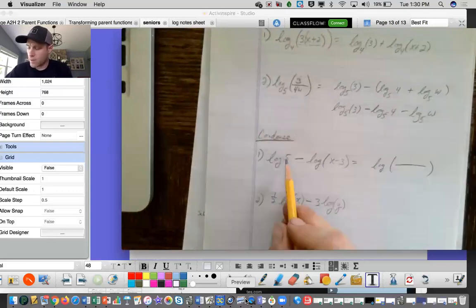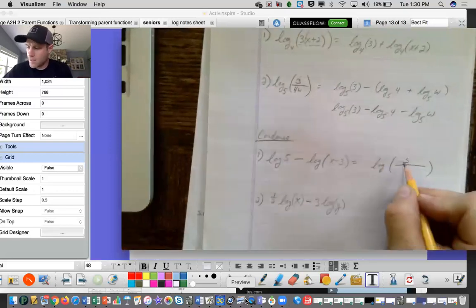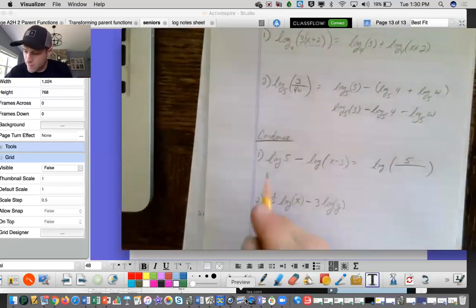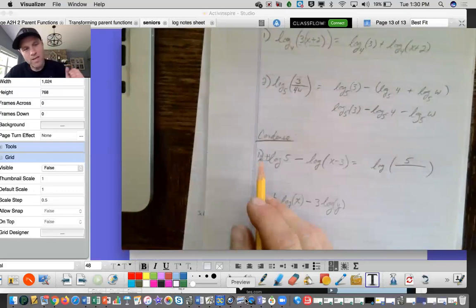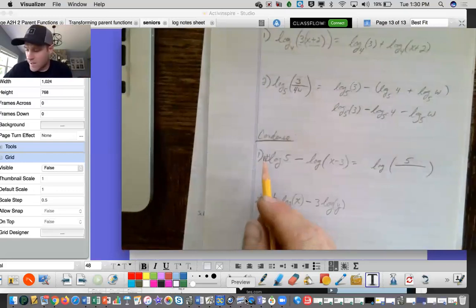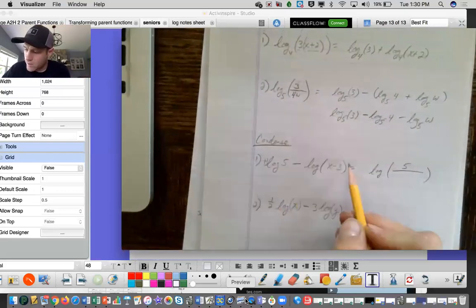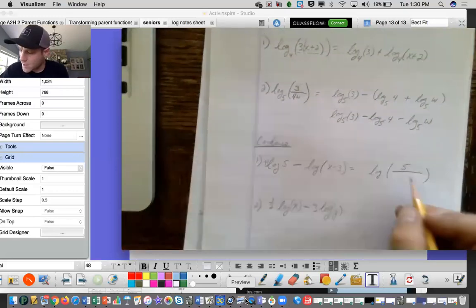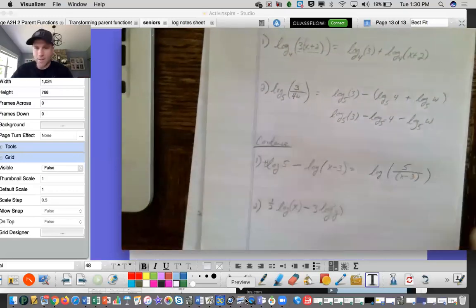And the first log of 5 is going to be in the numerator, because if you think about what I just said, that's a positive 1 right there, right? So that's going to be a positive exponent, meaning that it would be in the numerator. And then this would actually be a negative 1 if I put that back. So that's going to be x minus 3 in the denominator.